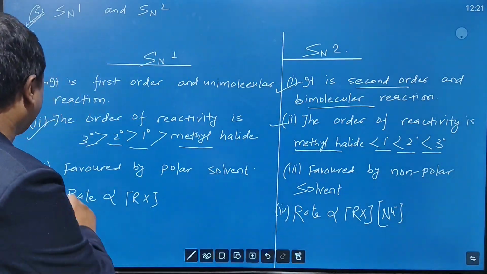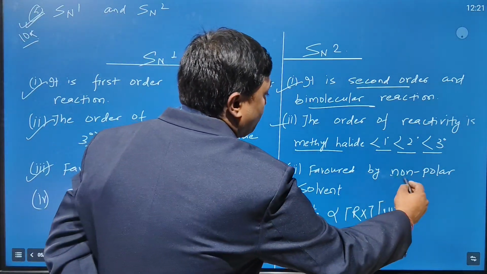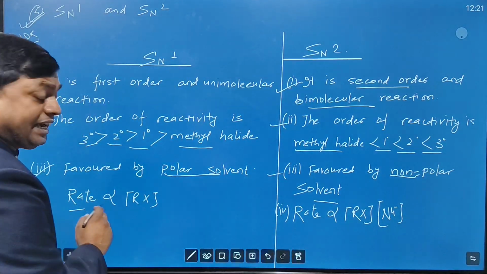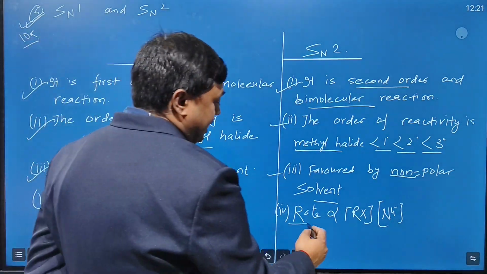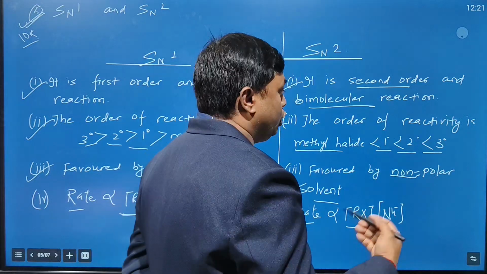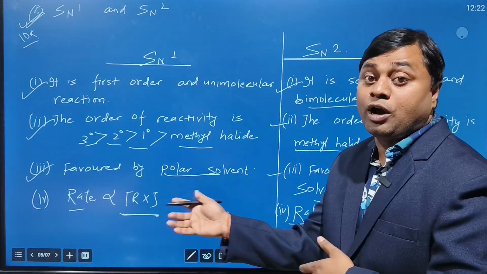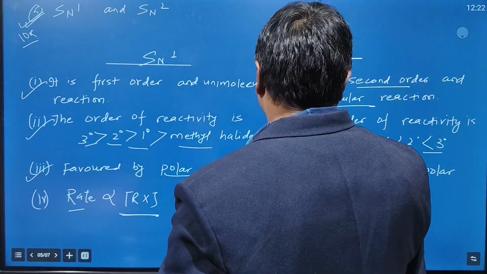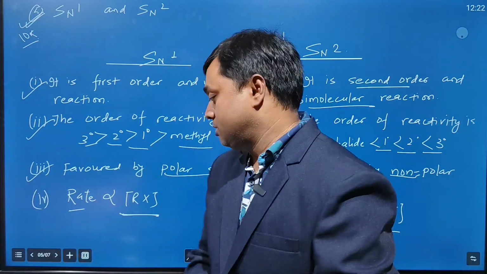So now, what happens? SN1 is favored by polar solvent, whereas SN2 is favored by non-polar solvent. Here what happens? Rate is directly proportional to the alkyl halide only, whereas in SN2 the rate is directly proportional to the alkyl halide as well as nucleophile. SN1 takes place in 2 steps. Formation of carbocations takes place. Here, there is no formation of carbocation. It takes place in single step.